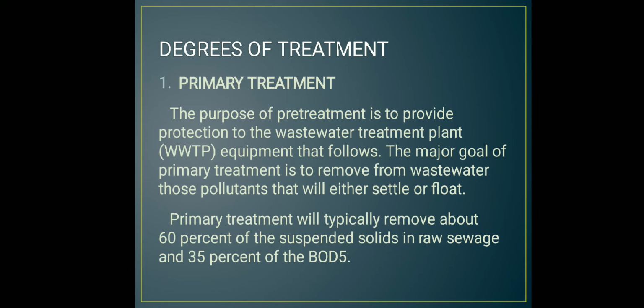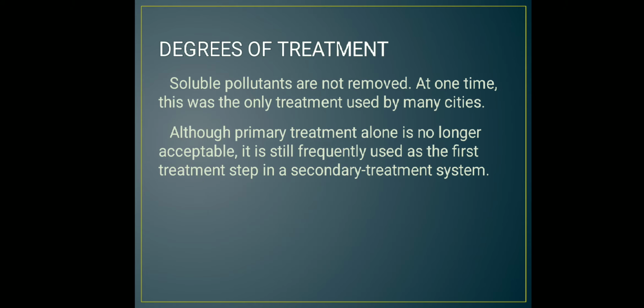So, primary treatment's purpose is to provide protection to the wastewater treatment plant, or WWTP, equipment that follows. The major goal of the primary treatment is to remove from the wastewater those pollutants that will either settle or float. Primary treatment will typically remove about 60% of the suspended solids in raw sewage and 35% of the BOD5. Soluble pollutants are not removed at this time. This was the only treatment used by many cities. Although primary treatment alone is no longer acceptable, it is still frequently used as the first treatment step in the secondary treatment system.